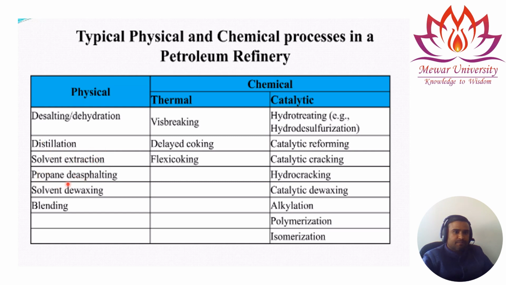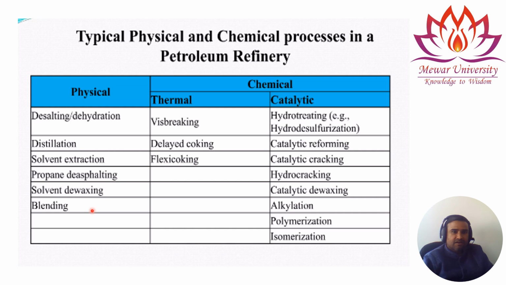Then we have the propane deasphalting method, the removal of asphalt from the crude oil. This is solvent dewaxing, the removal of wax from the crude oil using a solvent. Then we have the blending process. The blending process is blending of ethanol to give the fuel good efficiency.